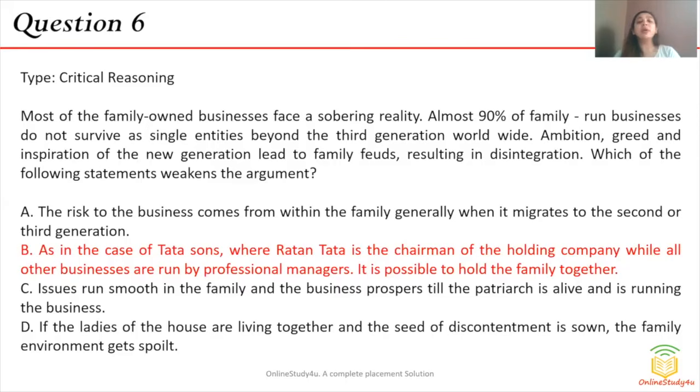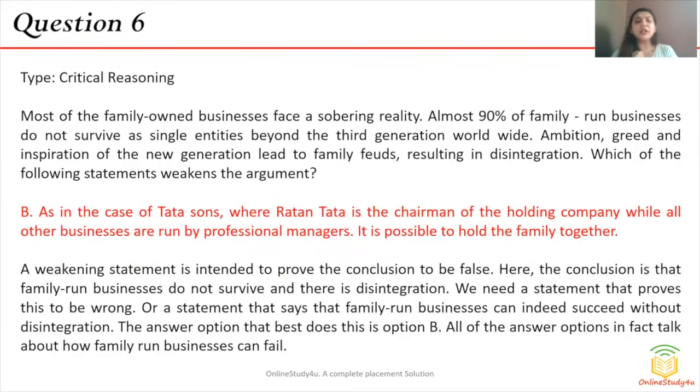As in the case of Tata Sons, where Ratan Tata is the chairman, the rest of the businesses are run by professional managers and it is possible to hold the family together. The explanation to this could be that with a weakening statement, what are we trying to do? We are trying to prove that the conclusion is false. So here the conclusion is that family businesses do not survive and there is disintegration. We need a statement that is going to prove that to be wrong, because of which we say that family run businesses can succeed indeed without disintegration. So the answer option that best does this is D. All the other answer options are actually talking about family failing. So in a way, they are supporting the given argument instead of weakening it. I hope you've understood this question.